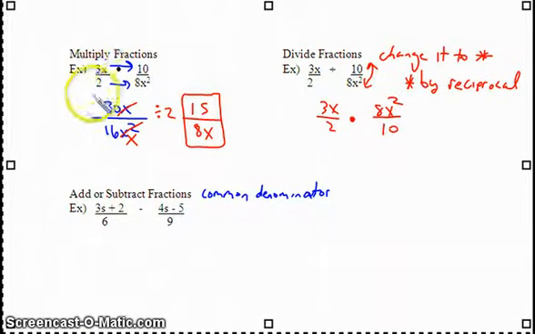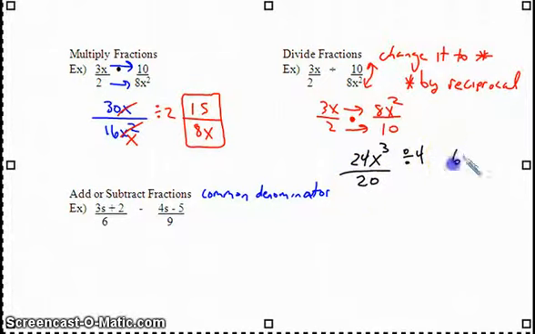And now we do exactly what we did over here in the multiplication one. We multiply straight across. Numerator by numerator, denominator by denominator. This time I'm going to get 24. I've got 1x here and 2 more. That makes 3 altogether. And over 20. Dividing this, I can take a 4 out of both of these. So that'd be 6x to the third over 5.